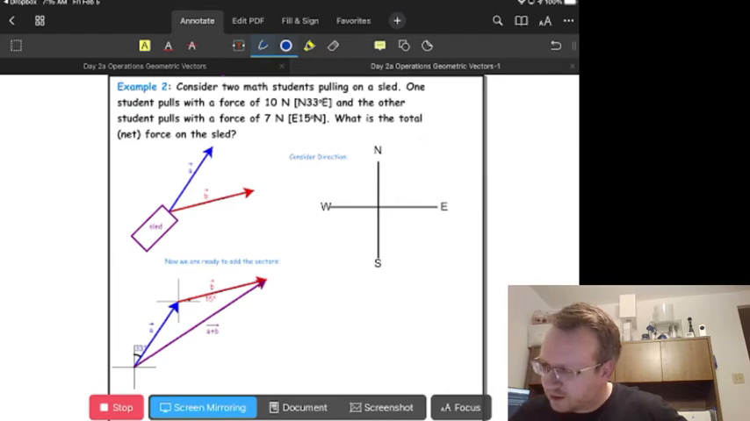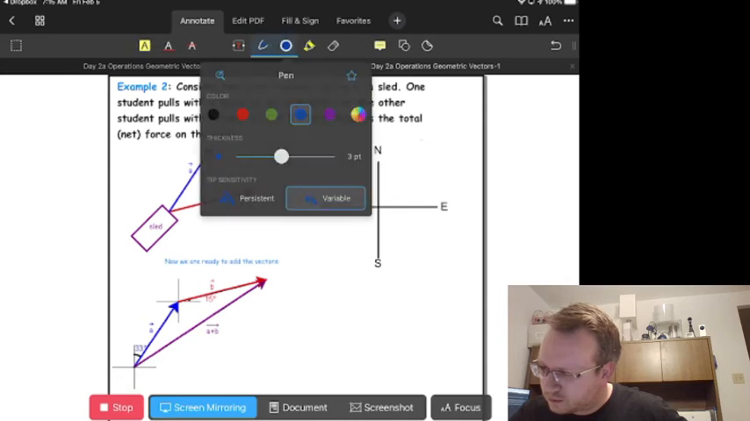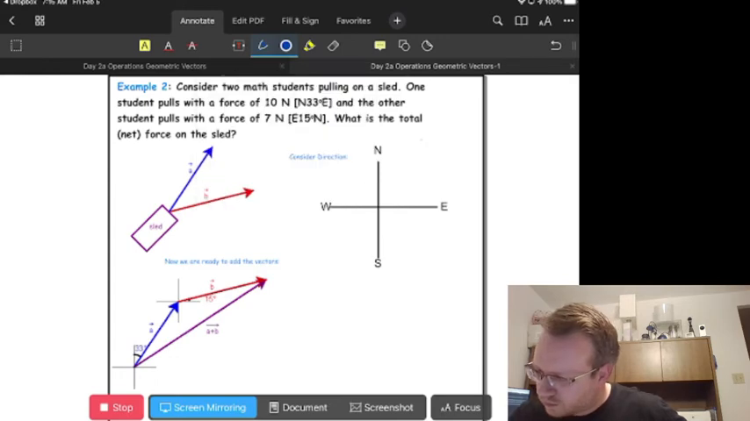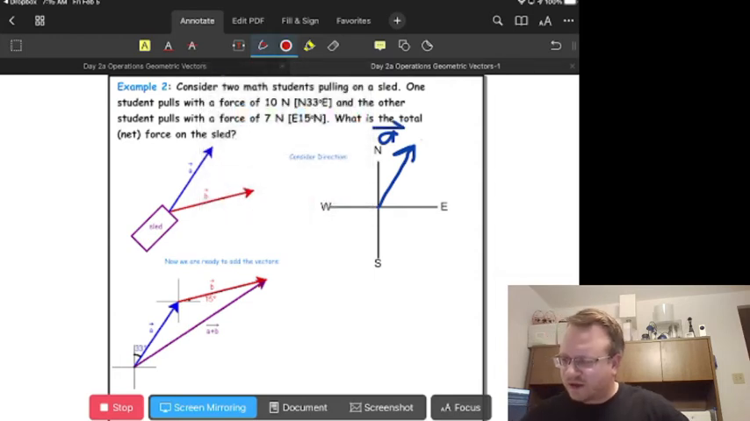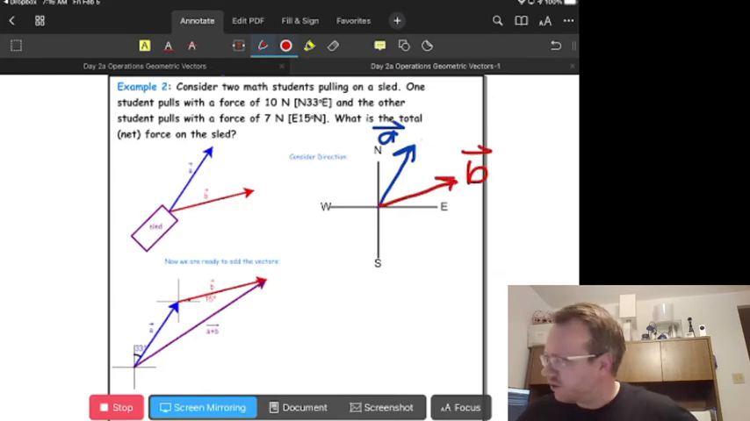And I don't like that line. Let's redo that. All right, north 33 degrees east. This is our A vector. And our B vector is east 15 degrees north. So mostly east, but a little bit north. There's our B vector.